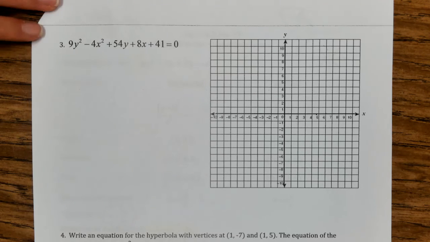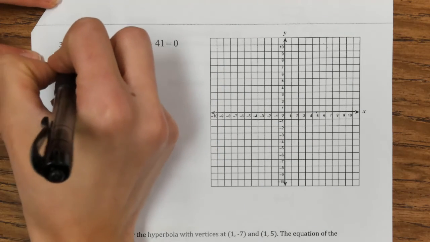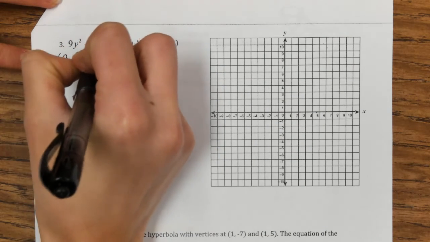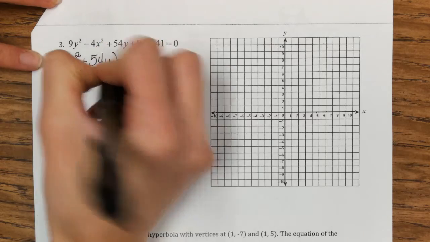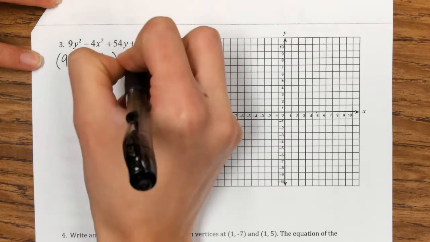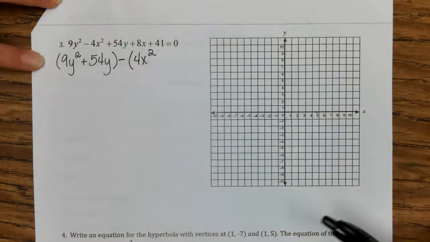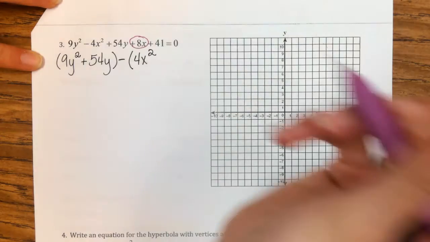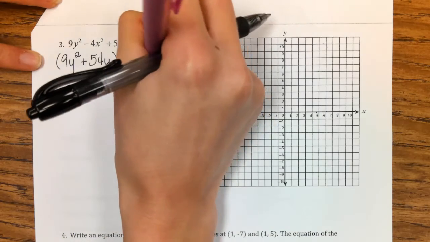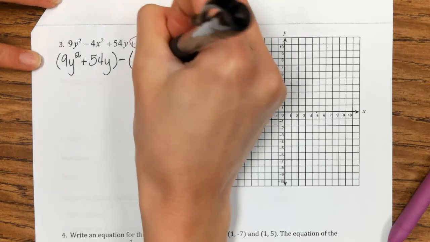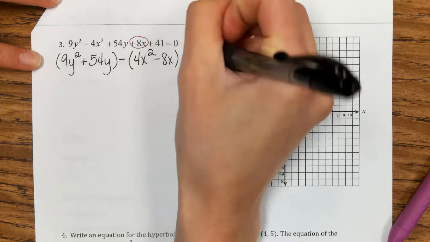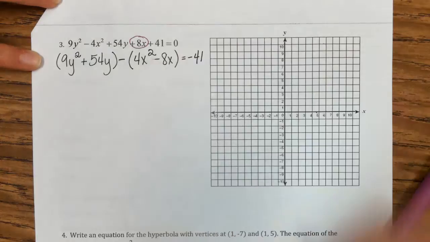Okay? So I'm going to group 9y squared plus 54y minus 4x squared. Now remember to change the sign. That plus 8x turns into minus 8x equals, move the 41, gives me negative 41.